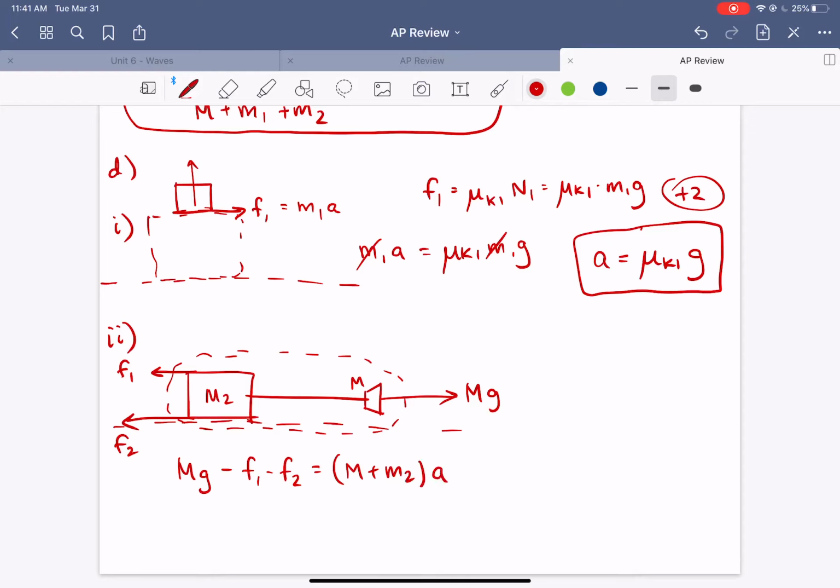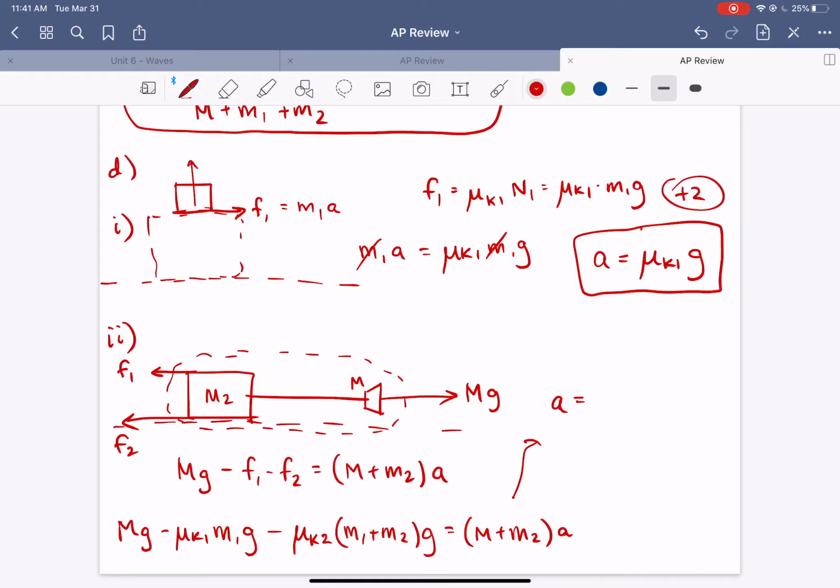Okay, so we know F1 from the previous part is mu k1 m1g. F2, and this is again kinetic friction, so we had this expression show up in part C. So this is mu k2 times m1 plus m2 times g. That's the normal force exerted on block 2 by the table. And then that whole thing equals m plus m2 times a. So if we put all this together, we should finally get our answer.